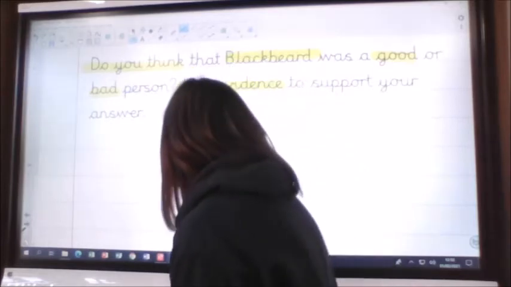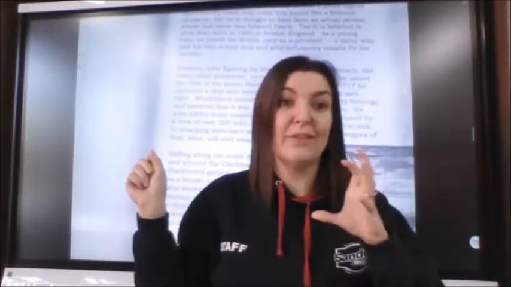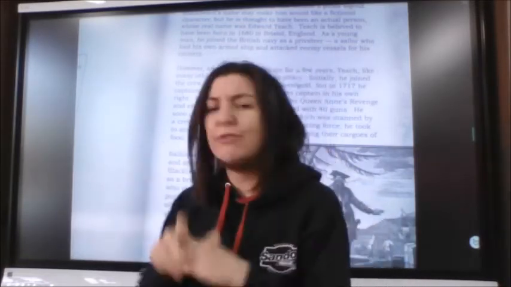So if I go back to the text, I'm going to have a look. Now, I know from the last question that I've done that he's brutal and he's violent and he attacks and he takes things from people and he takes them violently. So that's some evidence to show that he's a bad person. So I'm going to have a look now to see if I can find anything for good. I'm going to have a quick skim through.